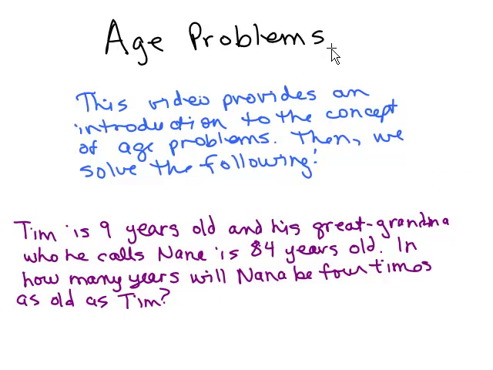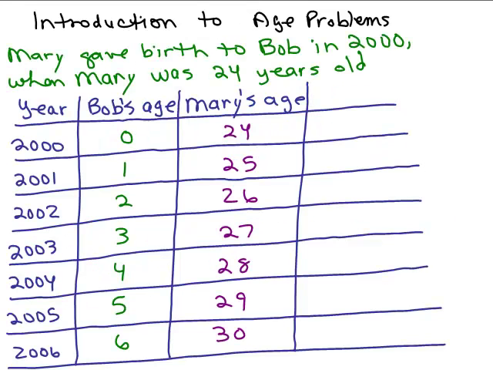This is an introduction to age problems, and on this video we solve the following word problem. All right, this is an introduction to age problems and the idea behind them. Let's just say that Mary gave birth to Bob in 2000 when Mary was 24 years old. So I have a chart here: what year it is, what Bob's age is, and what Mary's age is in that year.